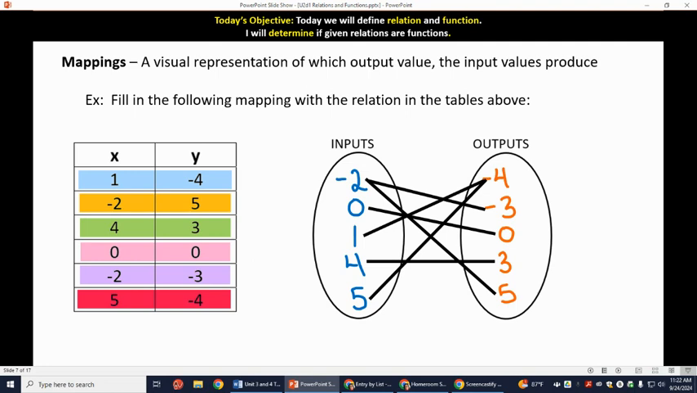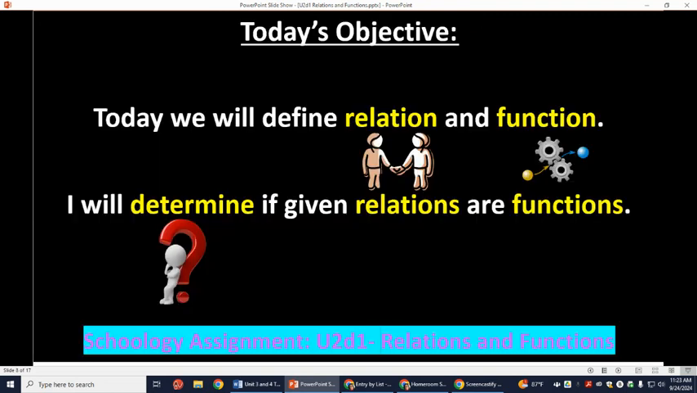That is what a mapping looks like. I can see that negative 2 goes to both negative 3 and 5. 0 goes to 0. 1 goes to negative 4. 4 goes to 3. And 5 goes to negative 4. Okay? So we've seen tables. We've seen ordered pairs, we've seen graphs, we've seen mapping. Those are the 4 different things we're going to look at.